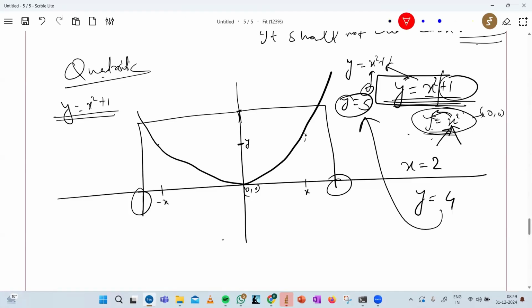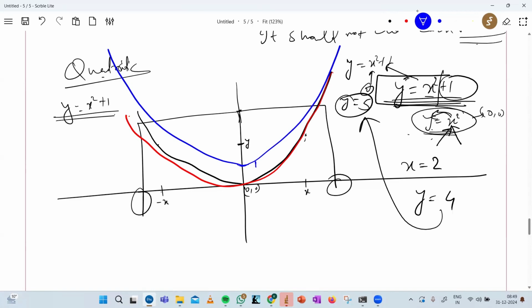So this curve is your y curve. Basically, just shift it 1 unit. Instead of 0, 0, your curve is going from 0, 1. Just a 1 unit shift. So this blue curve is your y equal to x square plus 1. Got my point? How to make the graph?